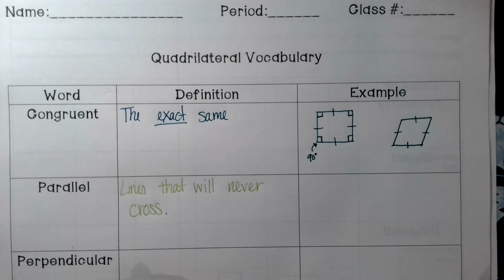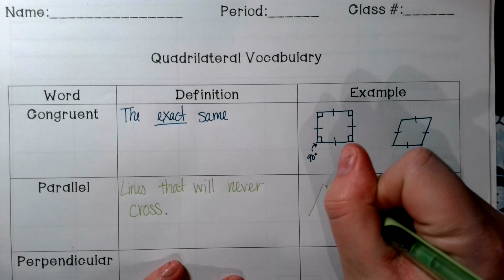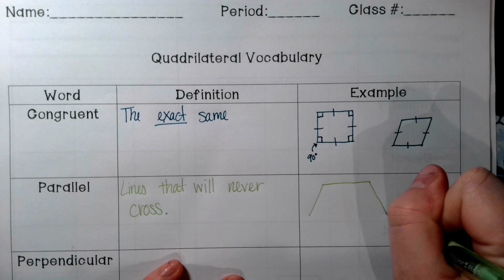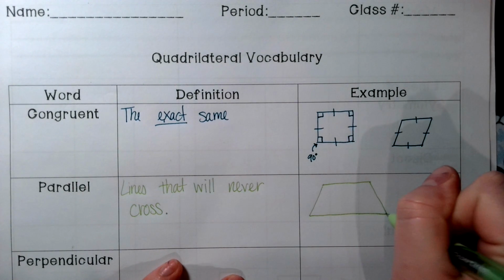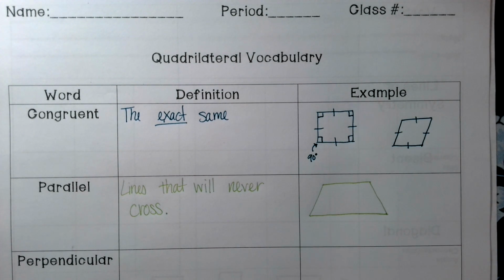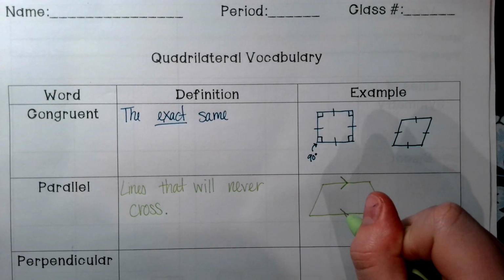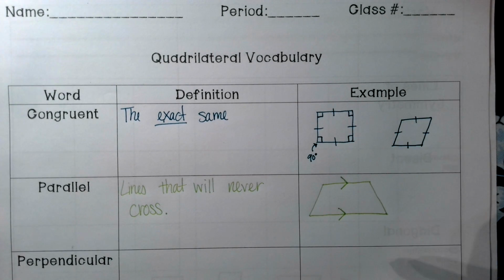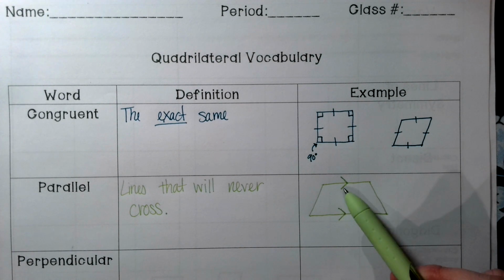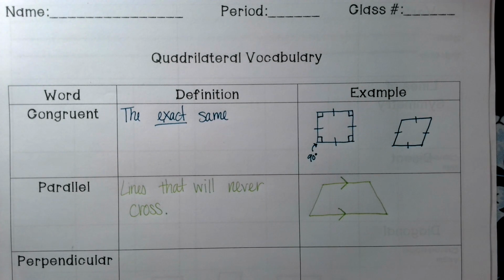So for example, we have a trapezoid as one of our quadrilaterals. And the definition of a trapezoid is that it has one set of parallel sides. So that means these two sides are parallel. We use that symbol to show that they're parallel.